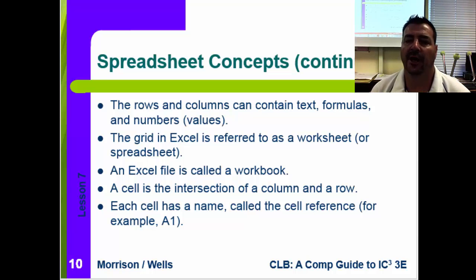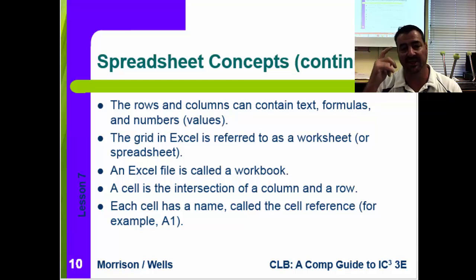So rows and columns can contain text, formulas, and numbers, but all of this information is organized in a particular position. The Excel spreadsheet is a grid, so it is a worksheet. It's organized by rows and columns, as I said. But where those columns and rows intersect is called a cell.